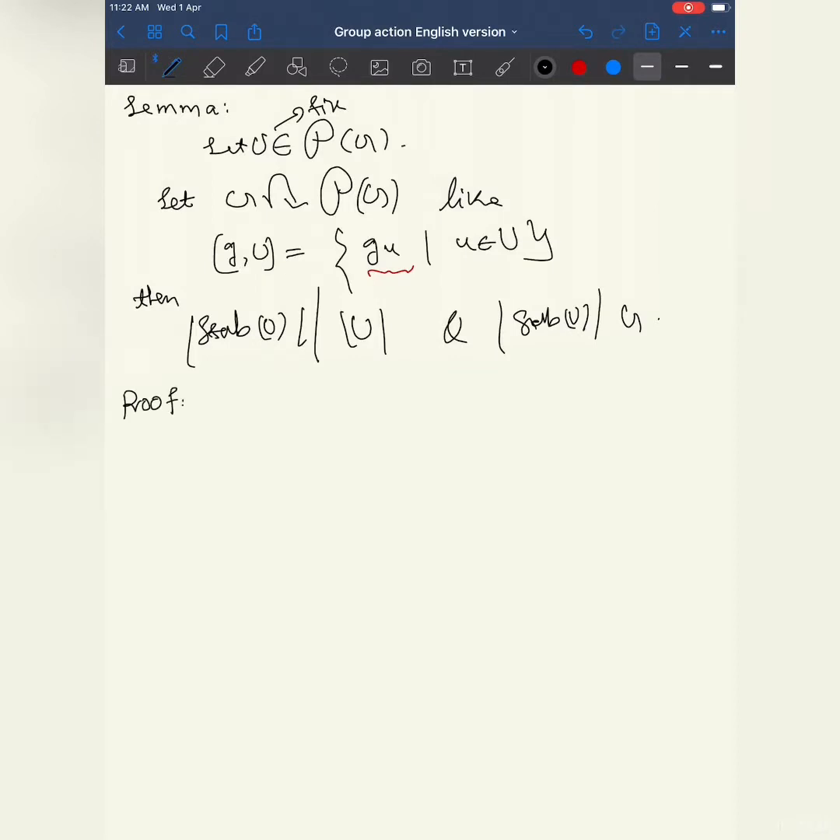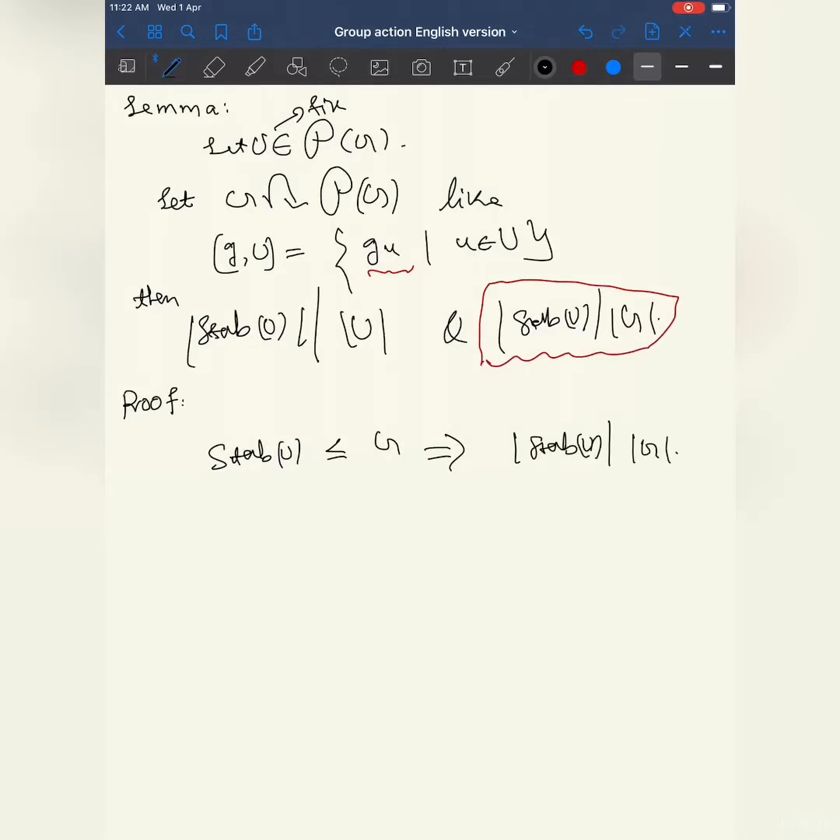Proof. This is fairly simple to see because the stabilizer of U is a subgroup of G. That implies the order of the stabilizer of U divides the order of G. This is by Lagrange's theorem. Now I want to prove the other one. That one is the little tricky one.